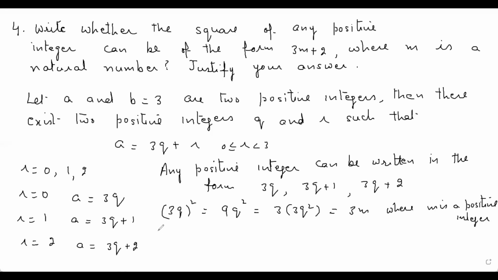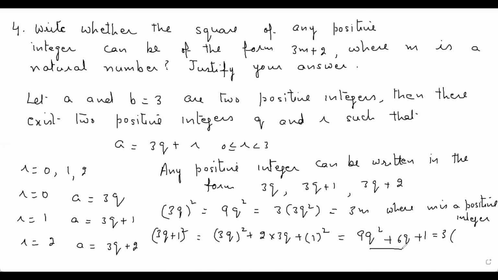Now, if I take 3q plus 1 whole square, this is equal to 3q whole square plus 2 times 3q into 1 plus 1 whole square. That is equal to 9q square plus 6q plus 1. Take 3 common from this. You will have 3 times 3q square plus 2q, plus 1. This is equal to 3m plus 1, where m is a positive integer.